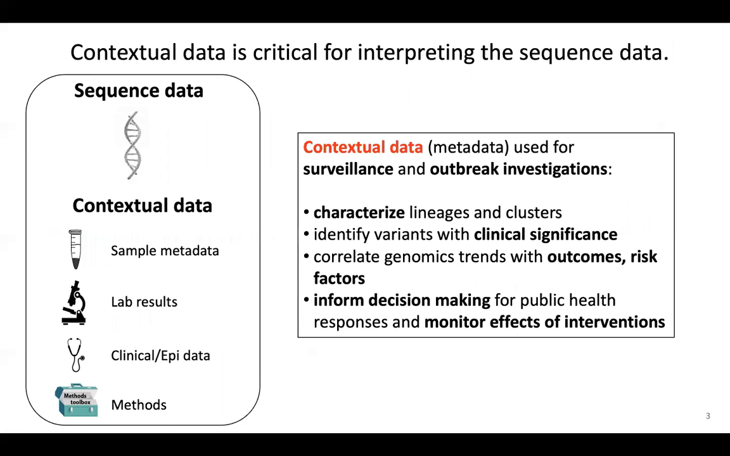We're also talking about the contextual data. And by contextual data, I mean the sample metadata, as well as the lab, epidemiological, clinical, and methods information that are critical for interpreting the sequence data and making informed decisions based on analytical results. And it's the contextual data combined with the sequence data that enables us to characterize lineages and clusters, identify variants with clinical significance, and correlate genomic trends with outcomes and risk factors.